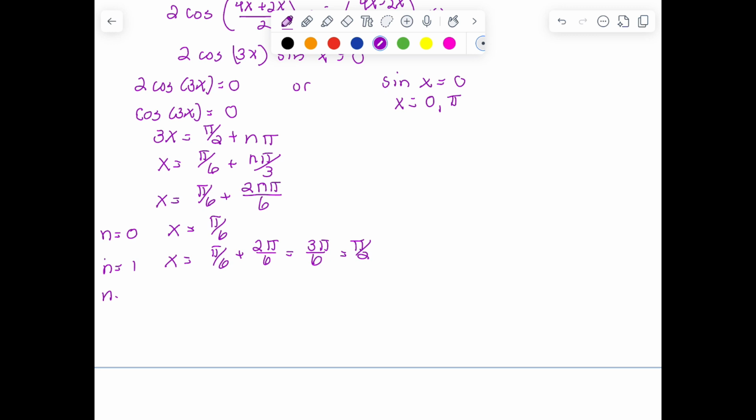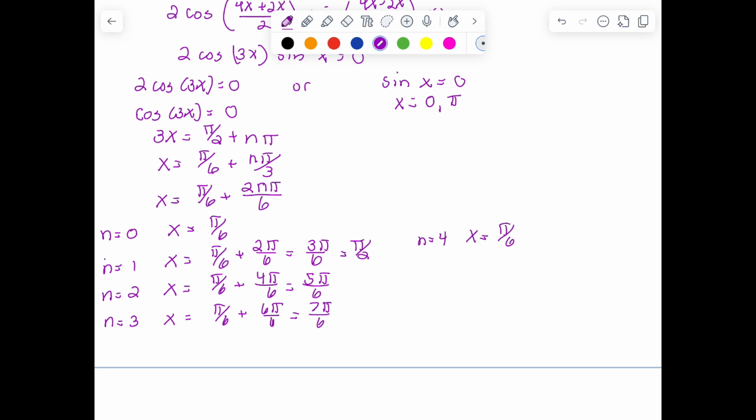If n is equal to 2, I have x is equal to pi over 6 plus, 2 times 2 is 4, so that's 4 pi over 6, which is equal to 5 pi over 6. Now let's let n equal 3. Plugging that into my original formula, I get x is equal to pi over 6 plus 6 pi over 6, which is 7 pi over 6. If n is equal to 4, I get pi over 6 plus 4 times 2 is 8, so 8 pi over 6. Adding that together gives me 9 pi over 6, which simplifies down to 3 pi over 2.